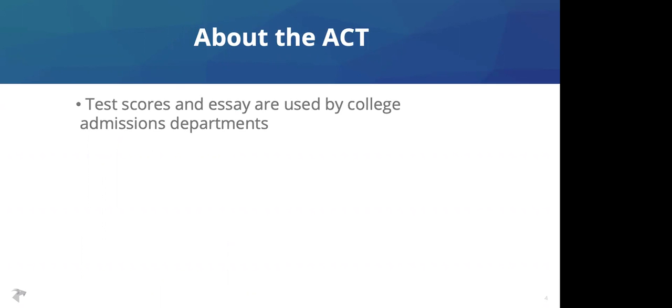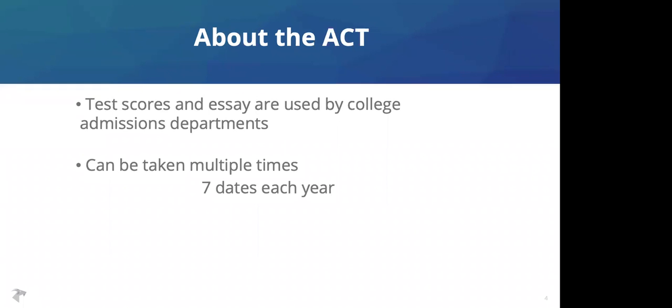The ACT is a college entrance exam, and the essays and scores from the tests are used by college admissions officers to make admissions decisions. The ACT can be taken as many times as needed and is offered up to 7 times a year. Currently, the test is primarily on paper, though more widespread online testing will be available soon.